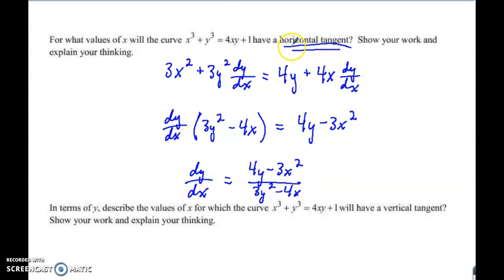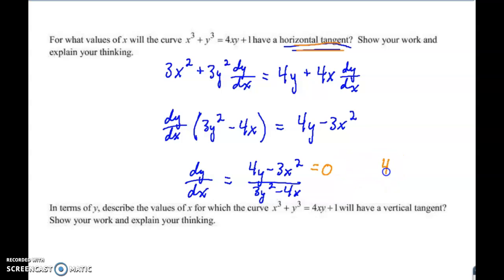So we need to have a horizontal tangent. Well, that only happens if the derivative equals 0. And that needs to be where the numerator equals 0, because if the denominator equals 0, it's going to be a vertical tangent or something else. It won't be horizontal. You only need to do the numerator.